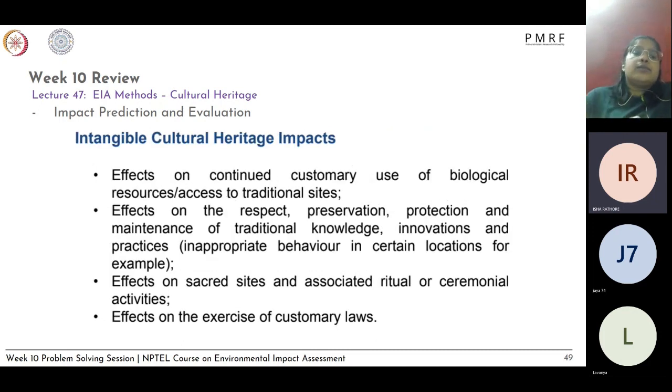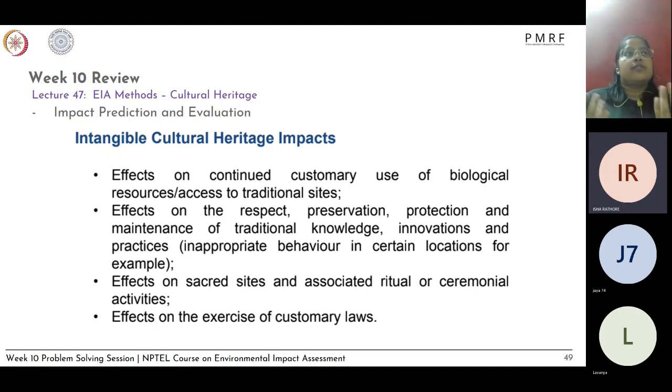And then in terms of intangible cultural heritage impacts, these have effects on the continued use of biological resources or access to traditional sites. They also have effects in terms of the respect, preservation, protection, and maintenance of traditional knowledge systems, innovations, and their practices. Then you also have sacred sites and associated rituals or ceremonial activities. There are also effects on exercise of customary laws.